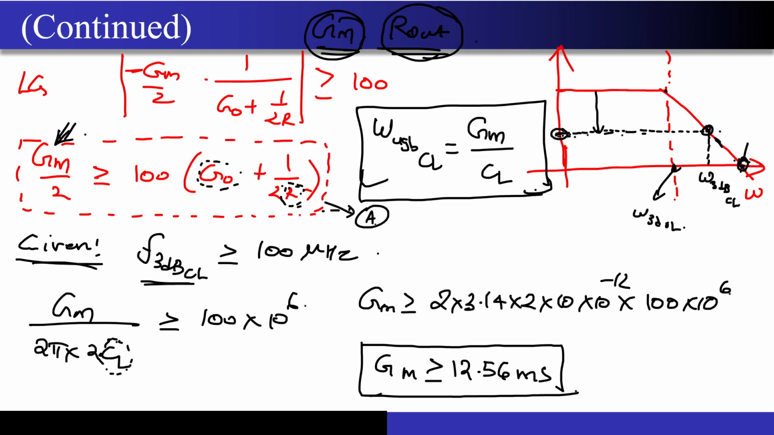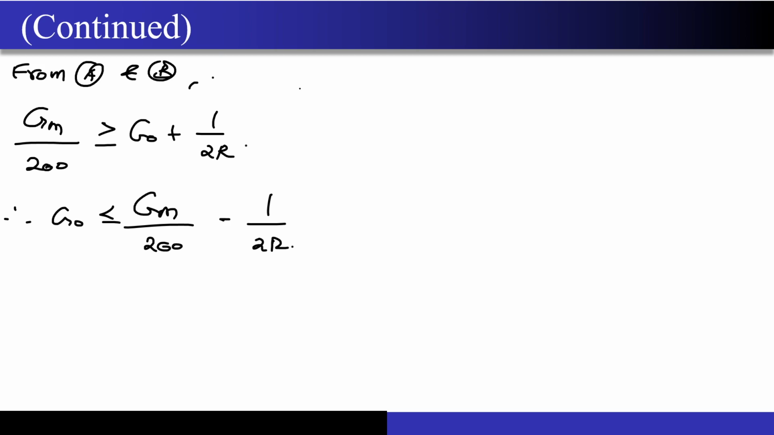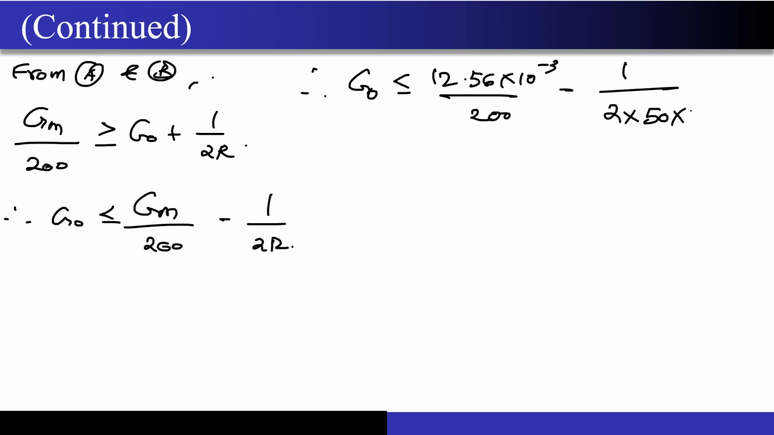So if this is A and this is B, from A and B, what I know is gm by 200 is greater than or equal to G0 plus 1 by 2R. So from here I will get a spec on G0, that G0 should be less than or equal to gm by 200 minus 1 by 2R. So G0 should be less than or equal to, gm was 12.56 millisiemens, with a factor of 200, minus 1 by 2 into the resistance value they have given, 50 kilo ohms.